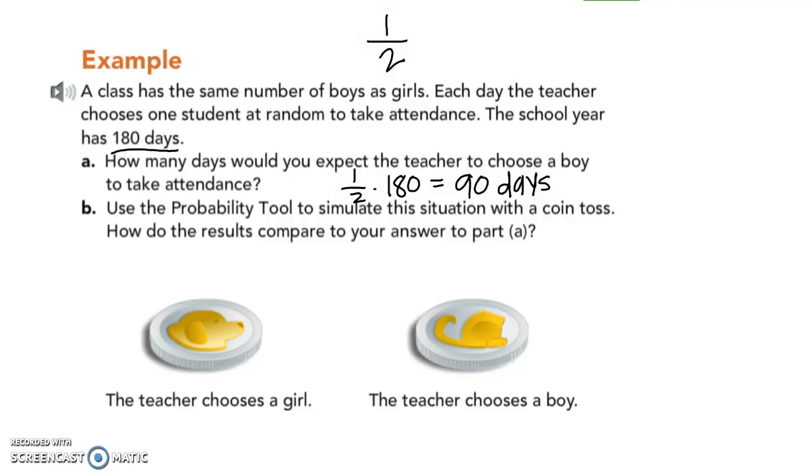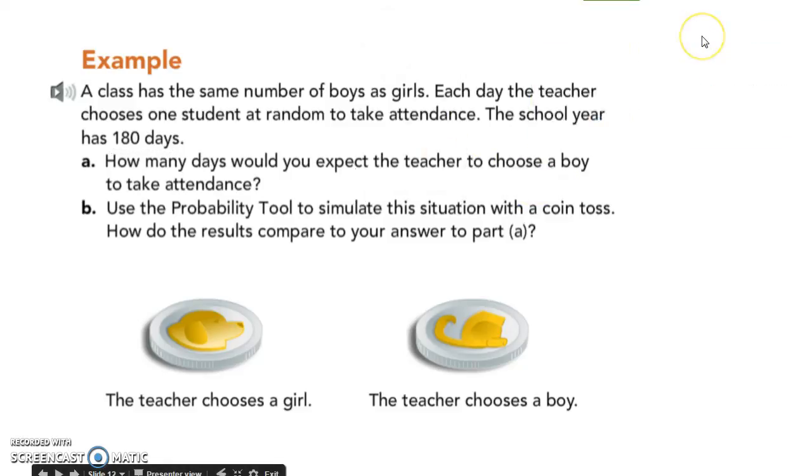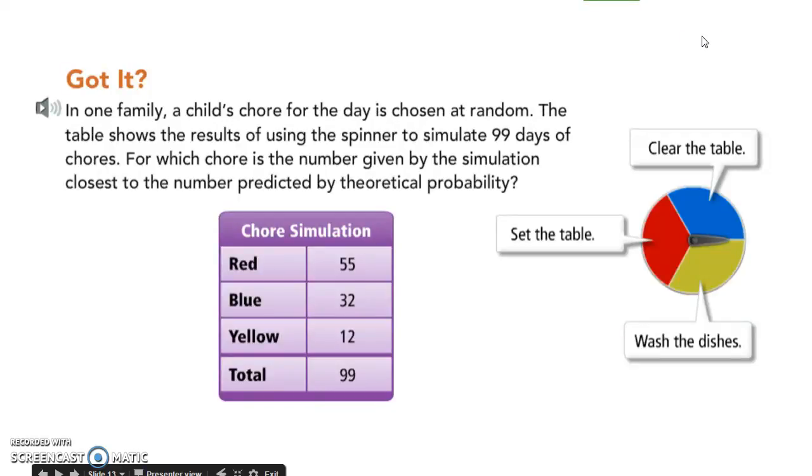All right, if we wanted to use the probability tool to simulate the situation, we would use a coin toss, because we're looking for something that has 2 possible, equally likely outcomes. And they made this little coin. I'm not actually going to flip it, but you could flip it. Would we expect it to get exactly 90? Maybe not with a coin toss, but we would expect to be close. Okay, so that would be the difference between theoretical and experimental probability.